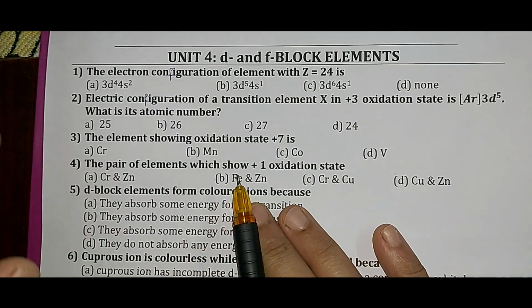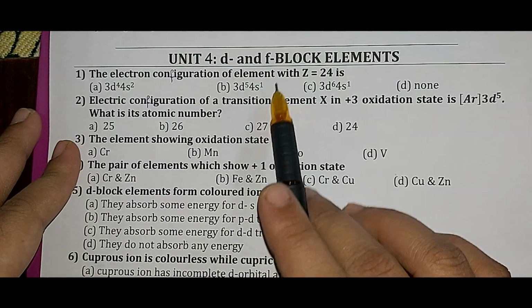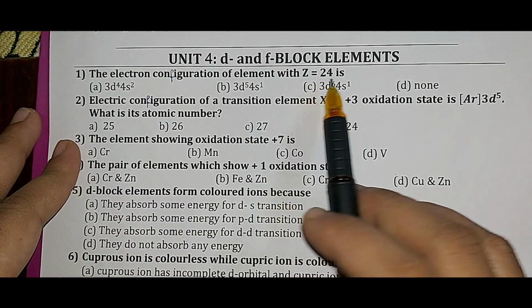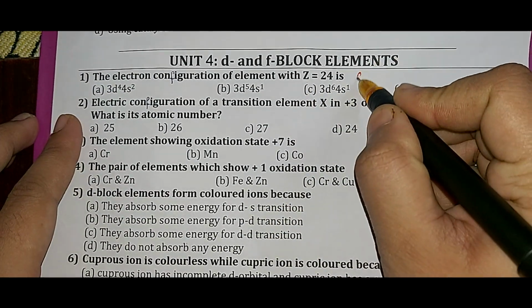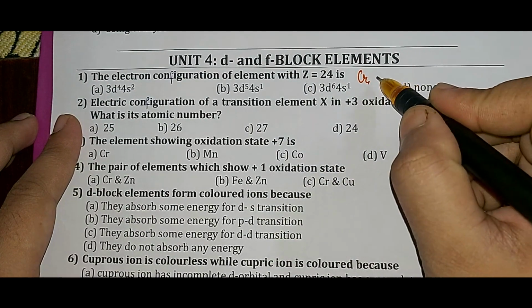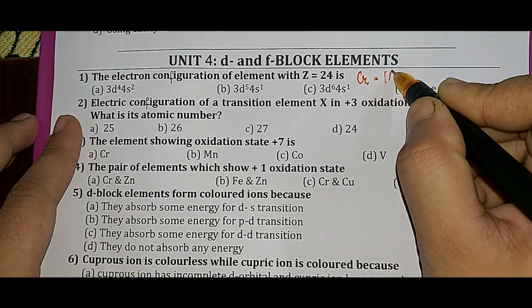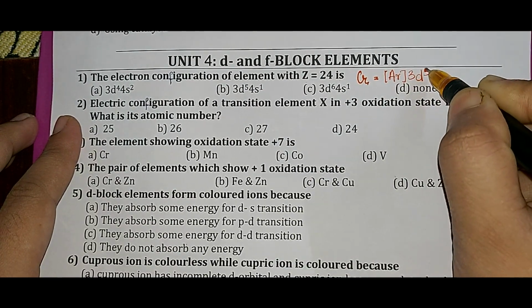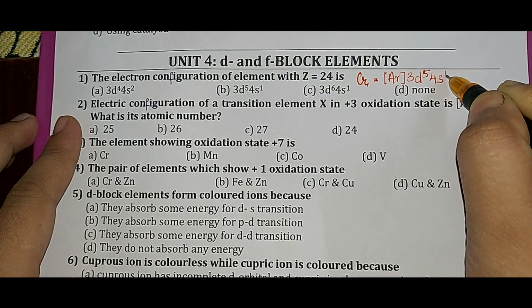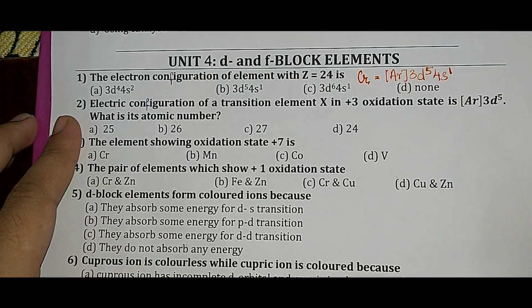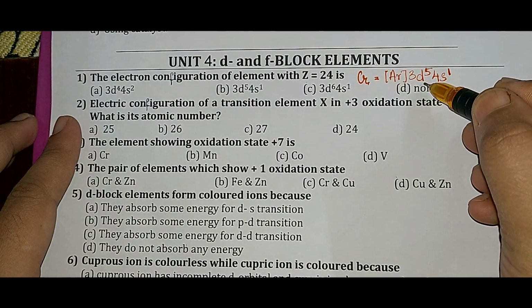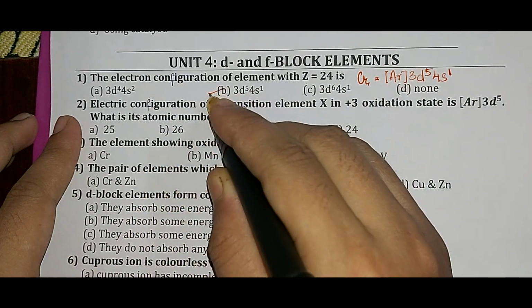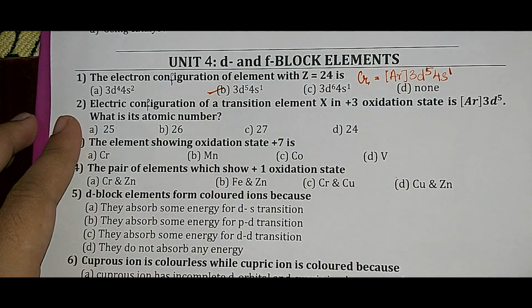The first question: the electronic configuration of the element with atomic number 24 is... They have given the Z value as 24. So the element with atomic number 24 is chromium. The electronic configuration of chromium is argon 3d5 4s1, instead of 3d4 4s2, because of the stability of the half-filled d orbital. The correct answer here is option B, that is 3d5 4s1.